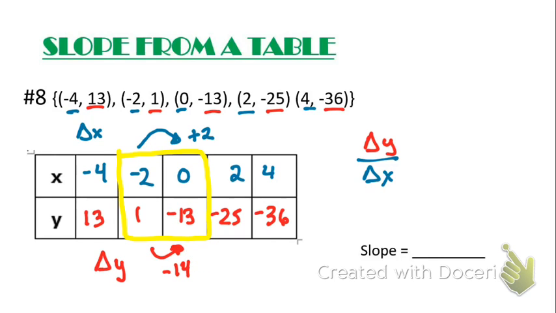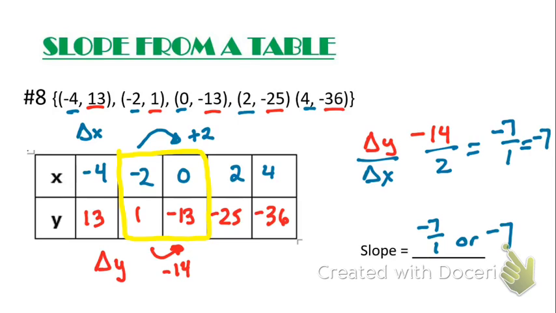All right, so now let's write our numbers where they go. So our change in y is negative 14. Our change in x is 2. Negative 14 divided by 2 is actually negative 7 over 1, or just negative 7. All right, so our slope, you can write it like this, or simplify to negative 7.